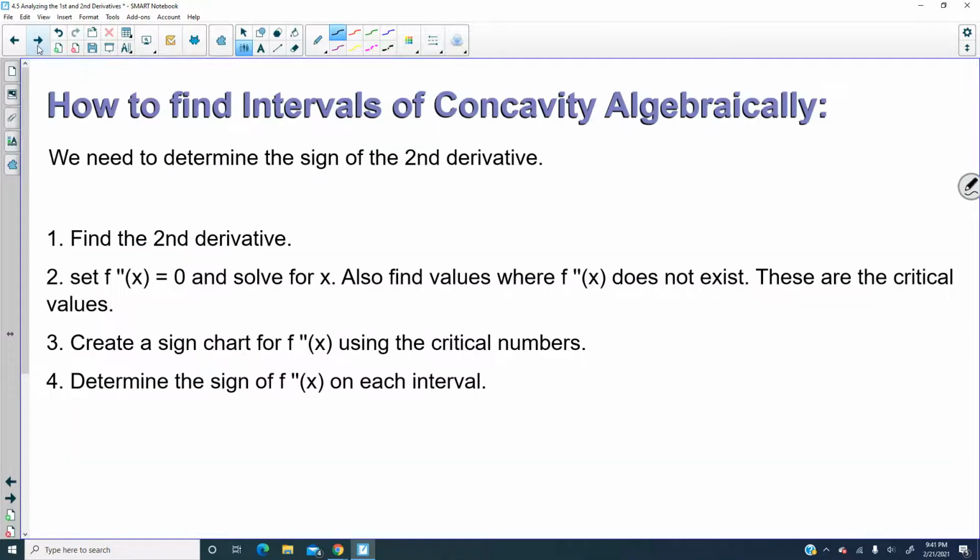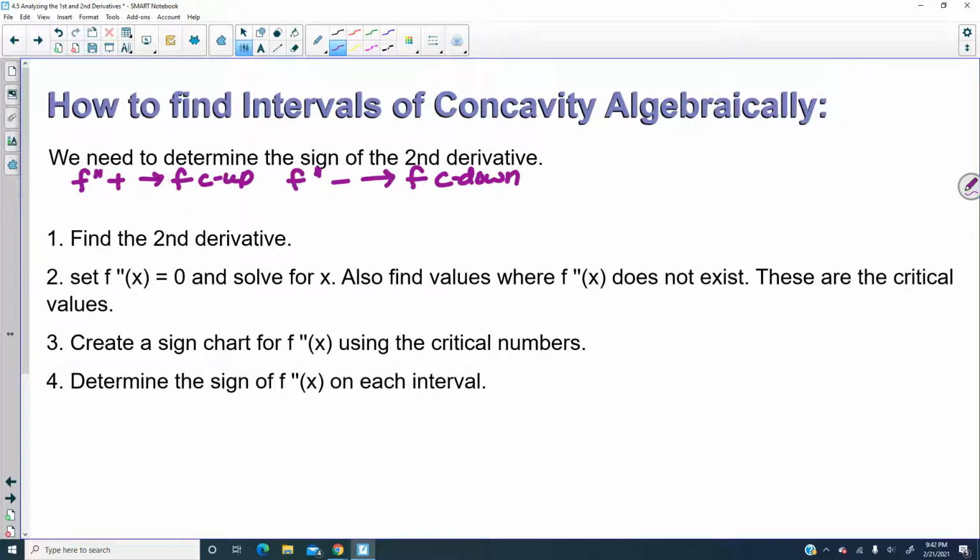So then I also wrote out some steps on how to find concavity algebraically. We know our overall goal is going to be to look at the sign of the second derivative, because if the second derivative is positive, so if f double prime is positive, then that means that f is concave up. If f double prime is negative, then that tells me that f is concave down. And then if we see a change from positive to negative, then we'll see an inflection point on f.